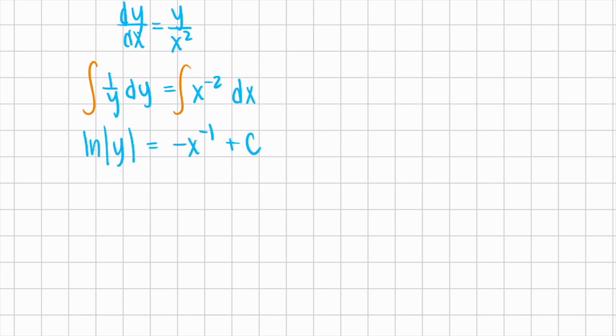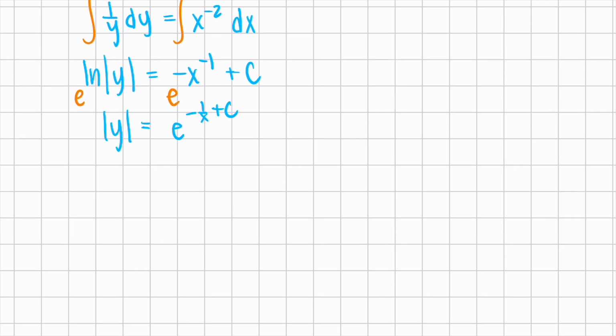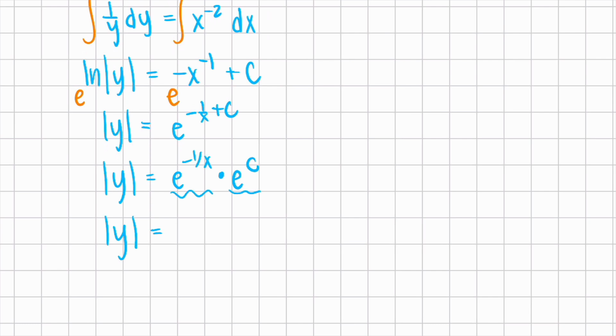Just like we did on that first problem, to get rid of the natural log, we're going to exponentiate with e. We get the absolute value of y equals e to the negative 1 over x plus c. Also similar to the first problem we did, I'm going to rewrite this as e to the negative 1 over x times e to the c. And then e to some constant is still some constant. So I'm going to say I have a constant times my e to the negative 1 over x.